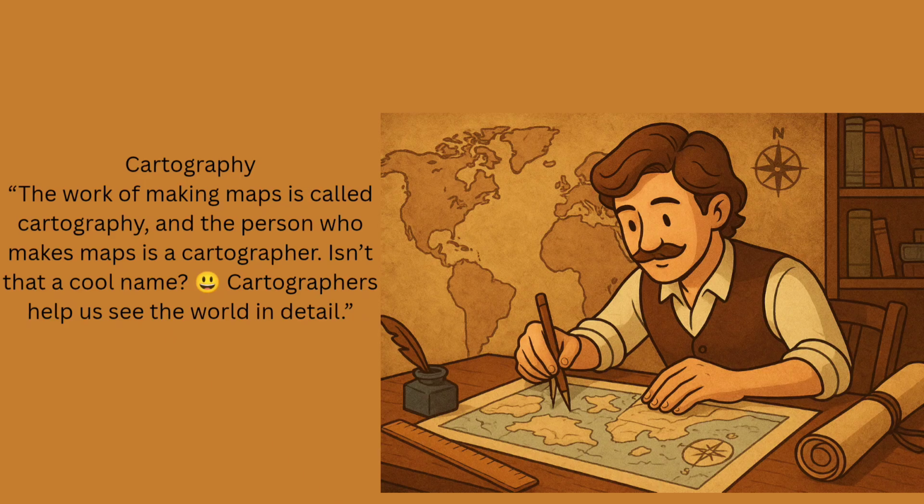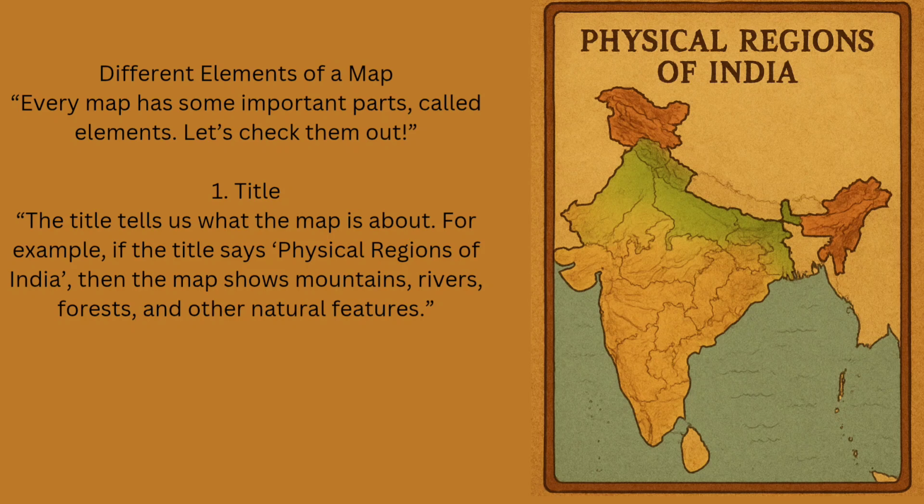Amazing, right? The work of making maps is called cartography, and the person who makes maps is a cartographer. Isn't that a cool name? Cartographers help us see the world in detail. Different elements of a map. Every map has some important parts, called elements. Let's check them out.